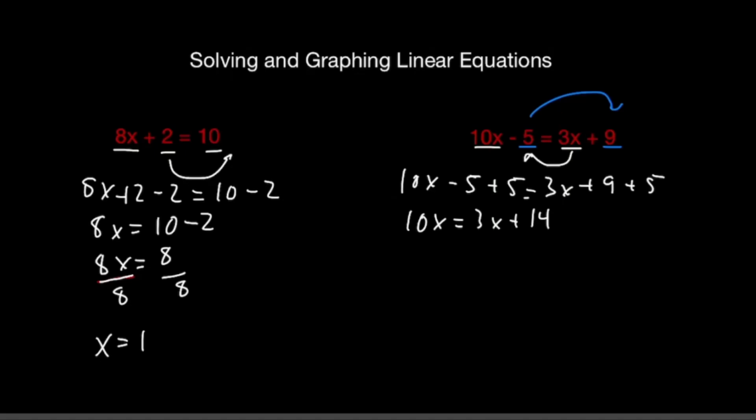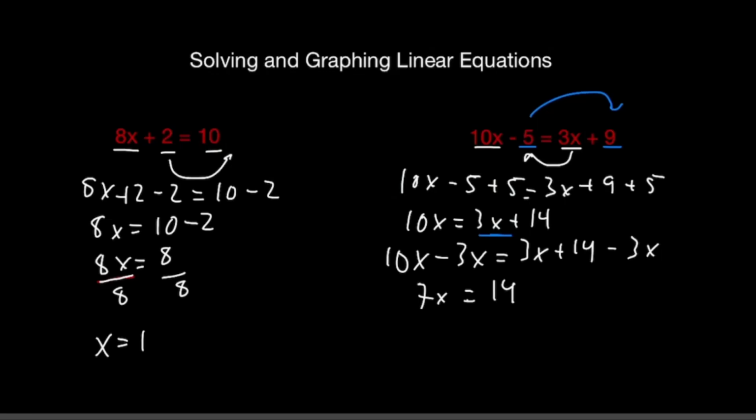But look, we still have a 3x here. We have to move it to the other side. Since this is a positive 3x, we apply its negative, we do the opposite. So we subtract 3x from each side. We get 10x minus 3x equals 3x plus 14 minus 3x. When we simplify this, we get 7x, since 10 minus 3 equals 7, and 3x minus 3x is just 0. So it's 7x equals 14.